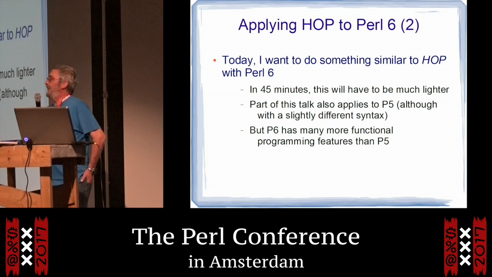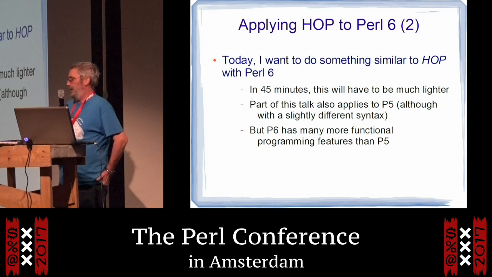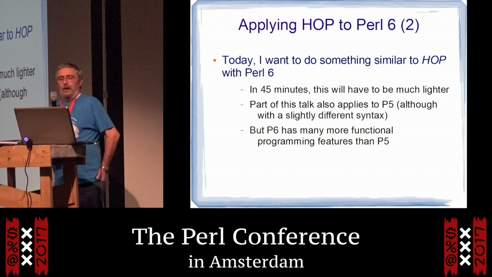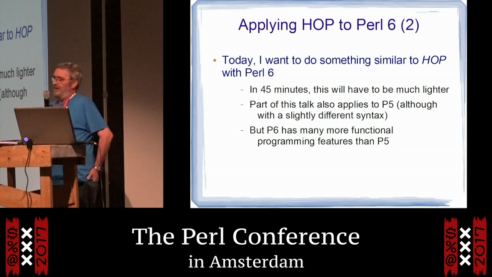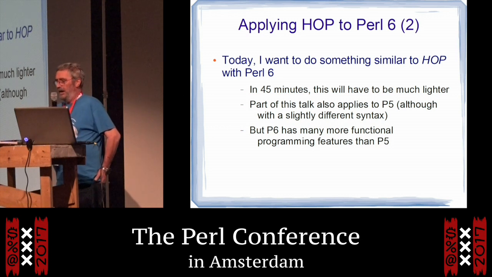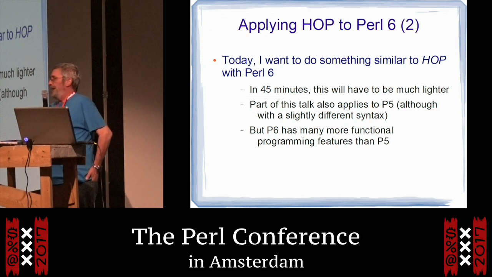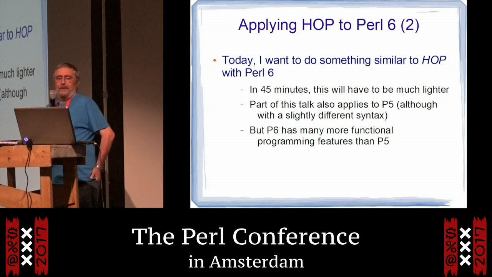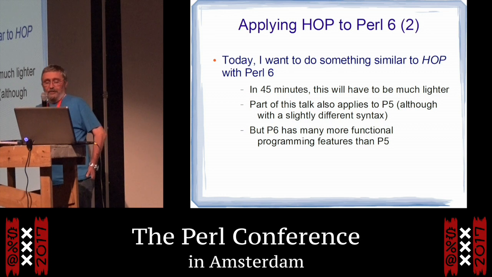Now I have only 45 minutes, so I'm not going to do everything that Mark Jason Dominus does in his 450 or 500 page book. I will only cover a very small subset of it. Now, as I said at the beginning, a lot of what I will be showing applies to Perl 5 and Perl 6. Sometimes the syntax will be Perl 6, but sometimes you can just change one or two small things and have exactly the same thing in Perl 5. And then there are a few things which are new to Perl 6, because Perl 6 has more functional programming features than Perl 5 has.